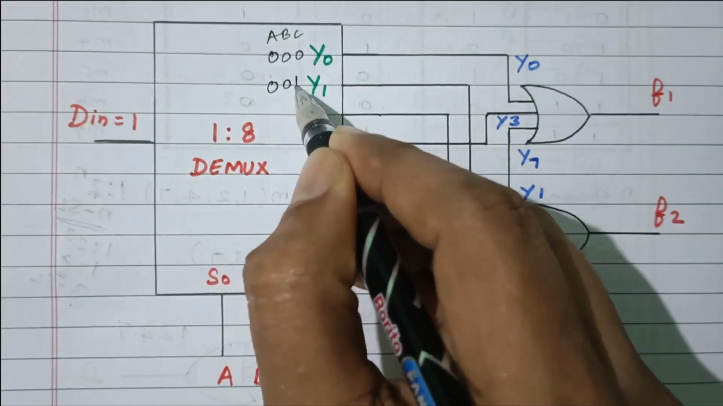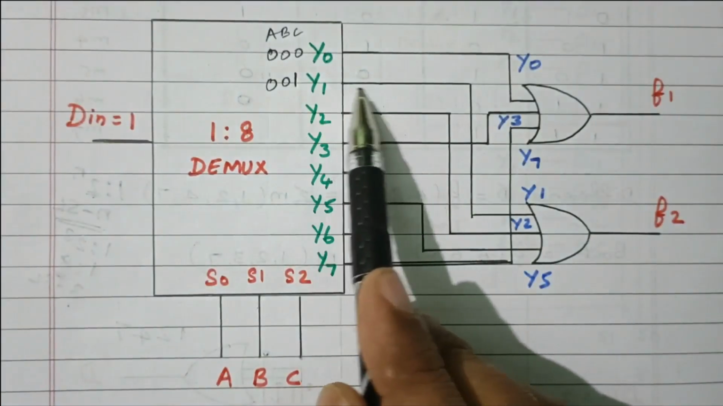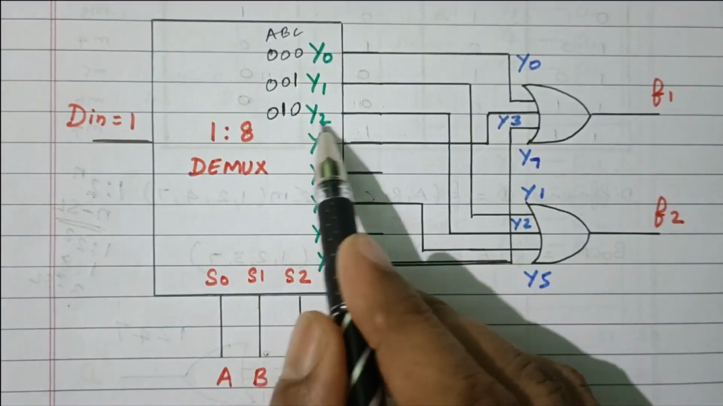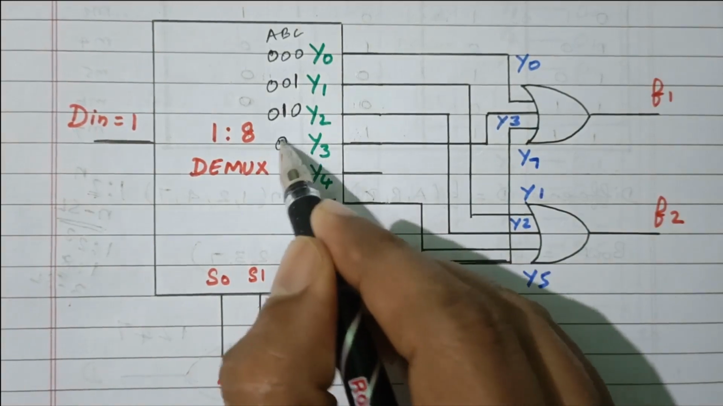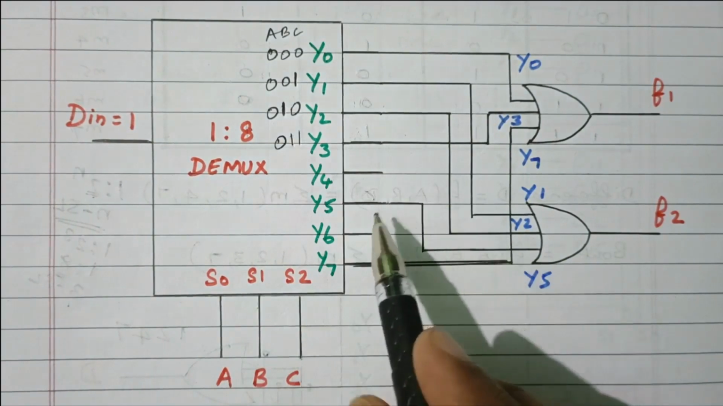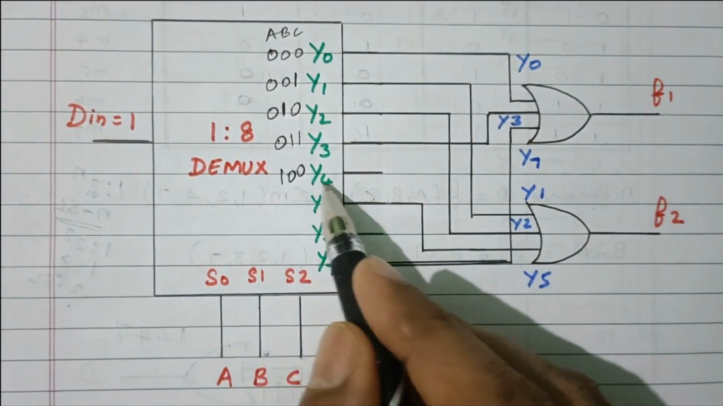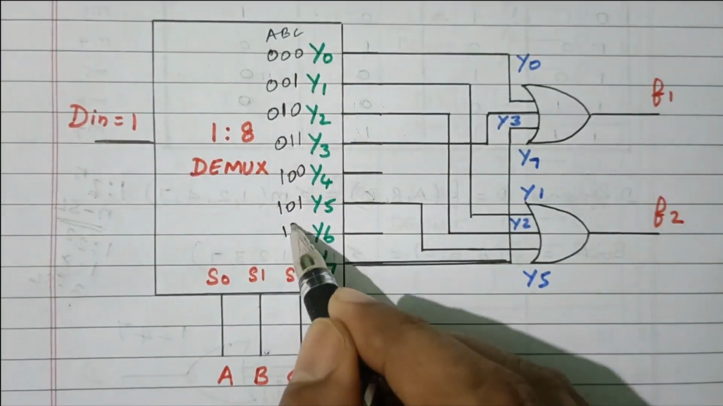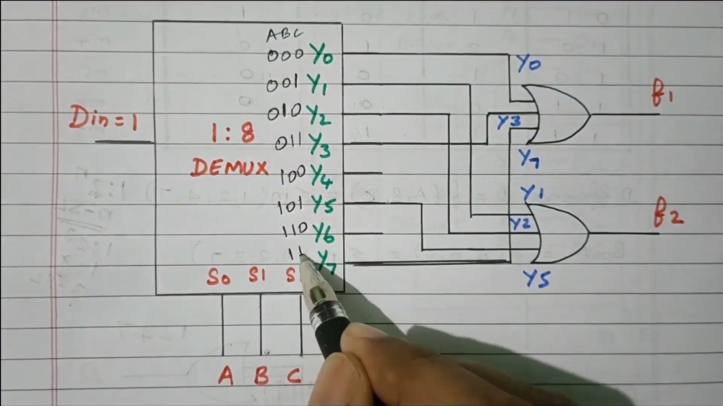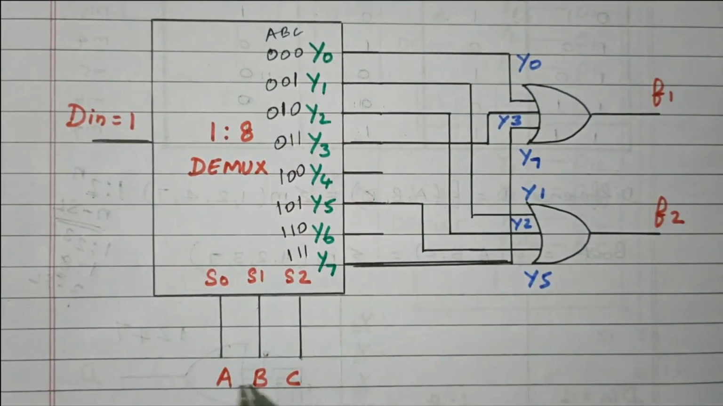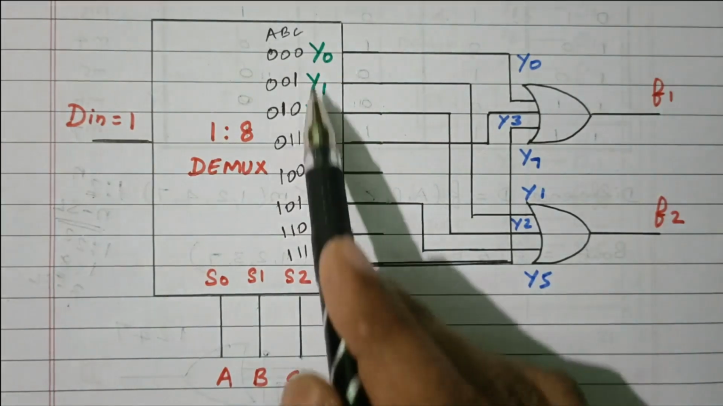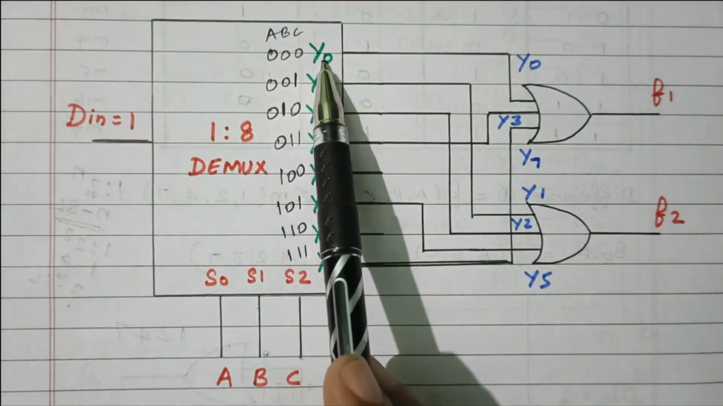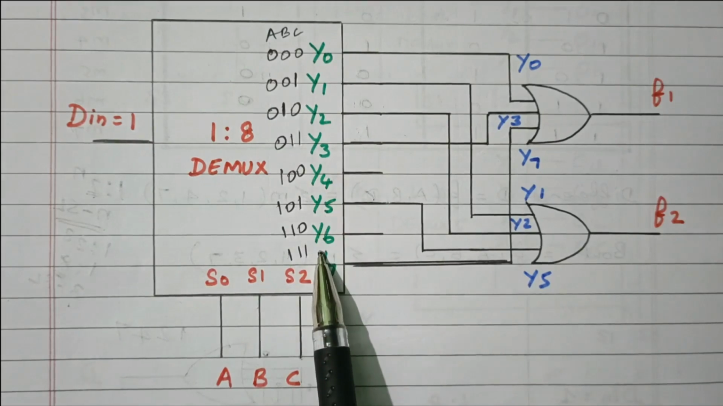If ABC is 0, 0, 1, then Y1 will produce the output. Other terms are 0. Similarly, 0, 1, 0 means Y2 will produce the output. 0, 1, 1, Y3 will produce the output. 1, 0, 0, Y4. 1, 0, 1, Y5. 1, 1, 0, Y6. 1, 1, 1 means Y7. So these 3 selection lines will decide which output will be high and which other outputs are low. 0, 0, 0 means only Y0 will be high, 1. All other terms will be 0.